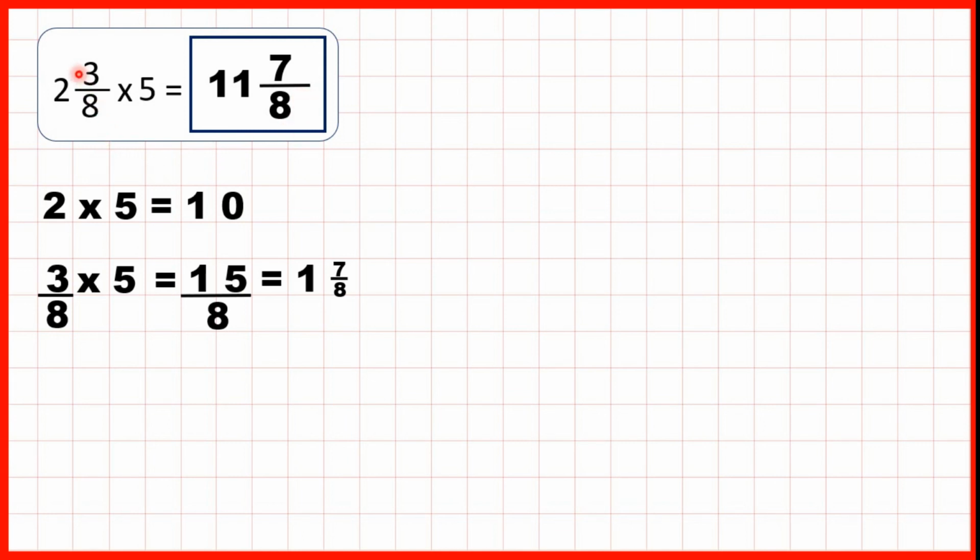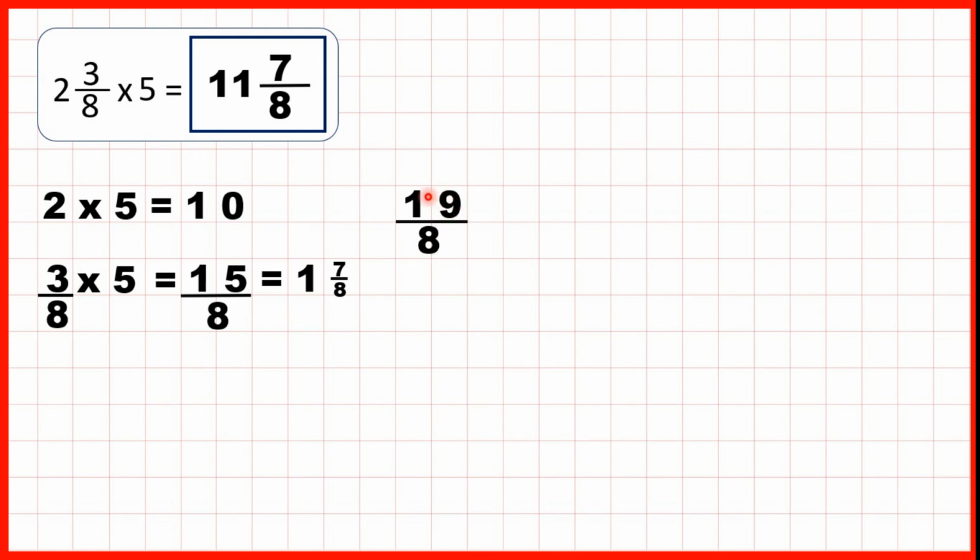Now there is another way to multiply a mixed number by a whole number, and that's to change the mixed number to an improper fraction. So as an improper fraction, 2 3/8 is 19/8. That's because to get the improper fraction, we multiply the whole number by the denominator, so 2 times 8 is 16, and then we add the numerator. So 2 times 8 is 16, plus 3 is 19, so that's our numerator, and the denominator stays the same.